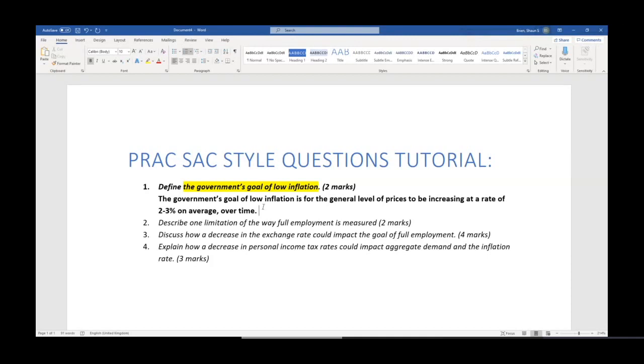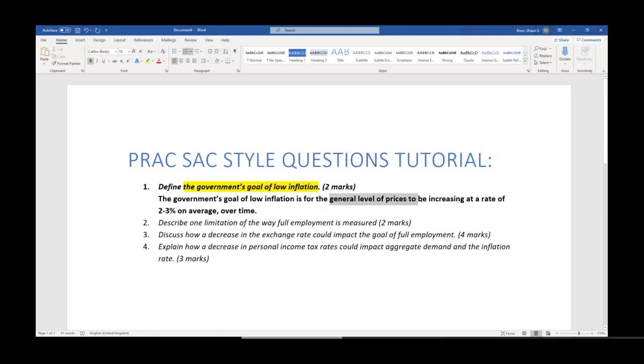This comes up when you look at questions about whether they've achieved the goal of low inflation. It's about in general being in that average area, not just in 1 year. It's over time that they're hitting that 2 to 3%. So that's the 2-mark definition of low inflation.